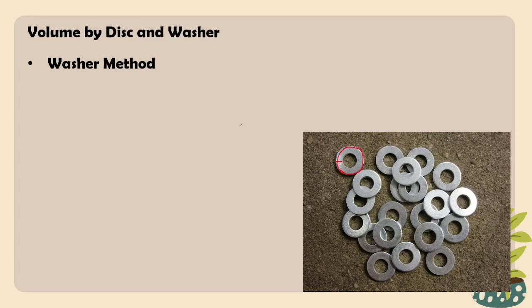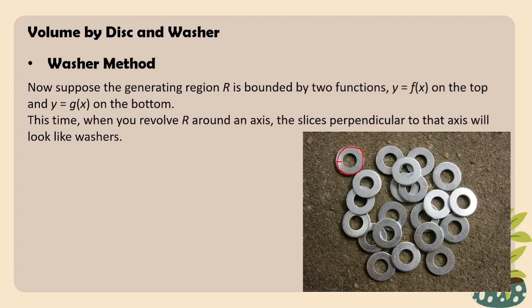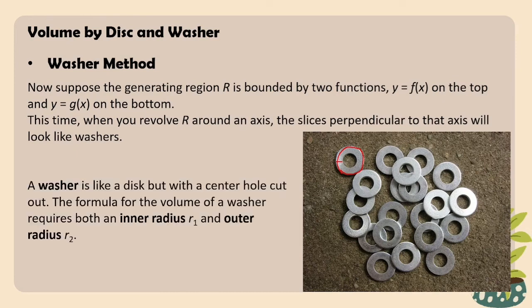Okay. Now suppose the generating region R is bounded by two functions, y equal to f of x on the top and y equal to g of x on the bottom. So this time, when you revolve R around an axis, the slices perpendicular to that axis will look like washers. A washer is like a disc, but with a center hole cut out.